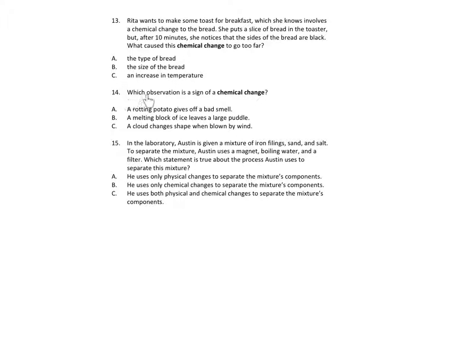Number 14. Which observation is a sign of a chemical change? A. A rotting potato gives off a bad smell. B. A melting block of ice leaves a large puddle. C. A cloud changes shape when blown by the wind.